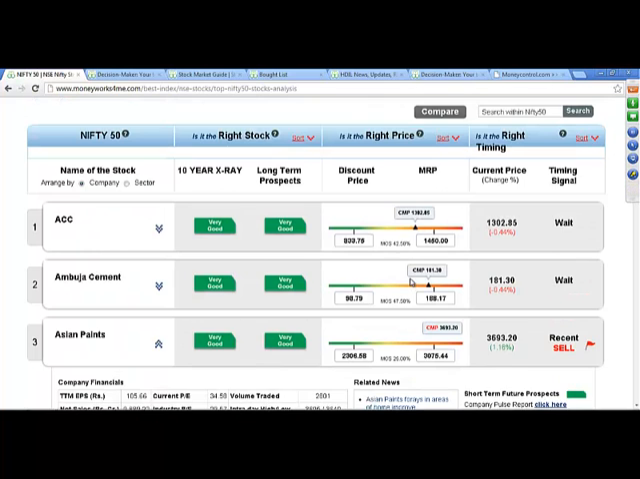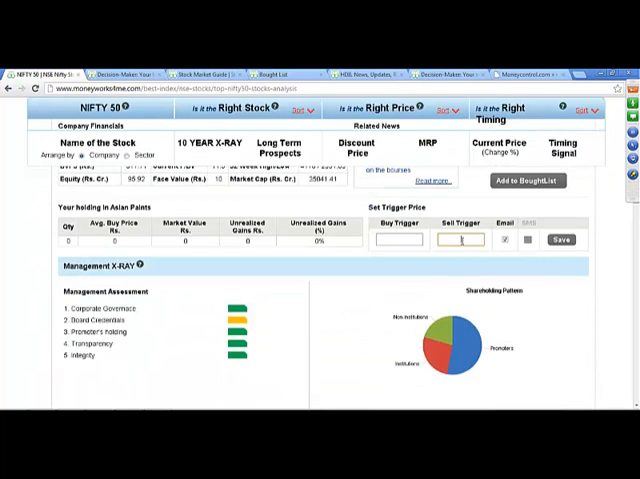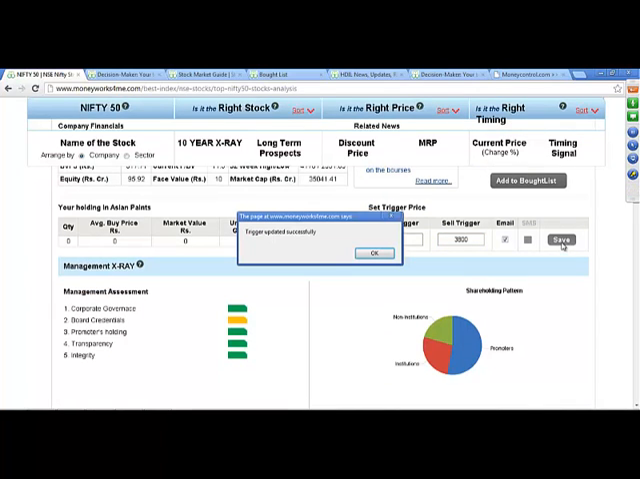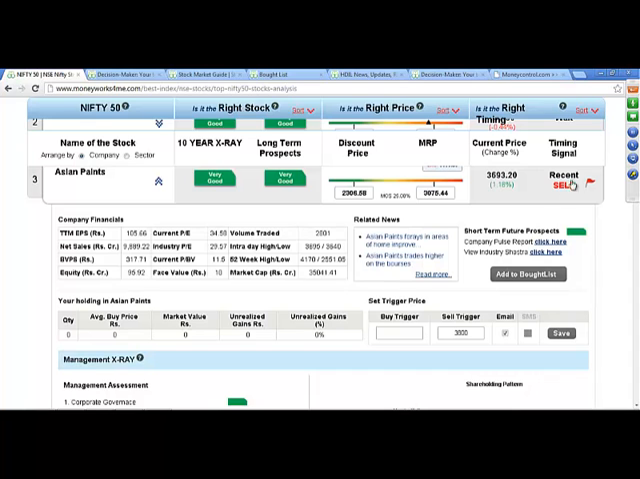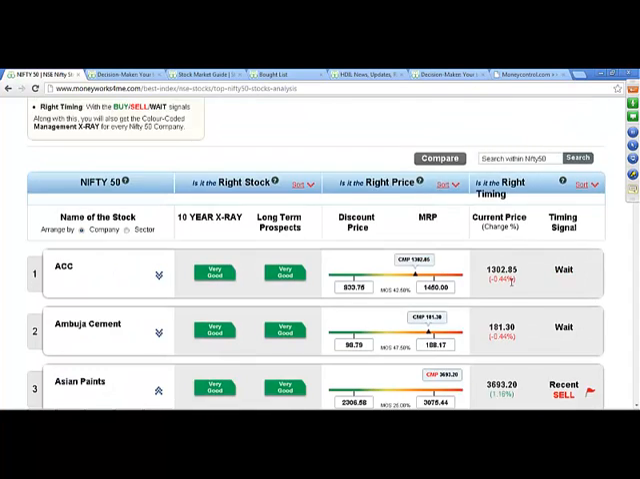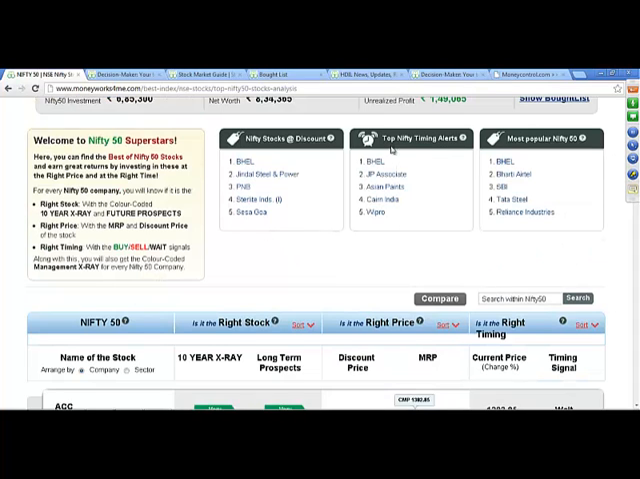Okay, so for example, Asian Paints, if I want to sell at say 3800, I'll just save that and update the trigger, right? So you can keep on doing this. Any timing signals that are generated for the Nifty 50 companies will be informed to you, right? Other than that, you also can find it here, right? Top Nifty timing alerts. So you can check that out, right? And you have access to that.